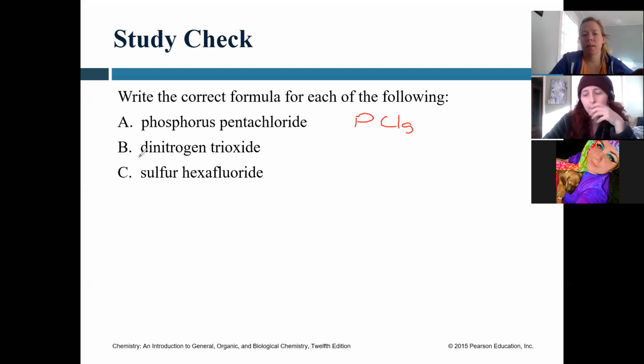Dinitrogen trioxide. All right, I've got nitrogen and oxygen. Nitrogen, I've got 2 of them from the di. Oxygen, I have 3 of them, O3. Sulfur hexafluoride, 1 sulfur, hexafluoride would mean that I have 6 fluorines.